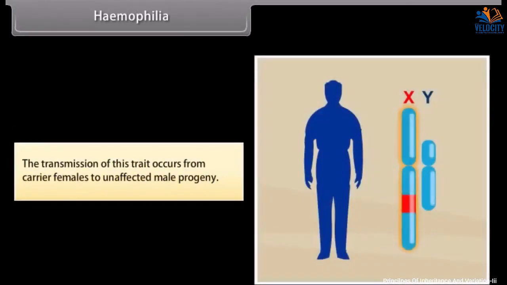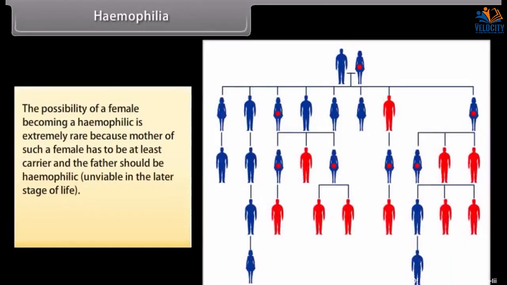The transmission of this trait occurs from carrier females to unaffected male progeny. The possibility of a female becoming hemophilic is extremely rare because the mother of such a female has to be at least a carrier and the father should be hemophilic, who is unviable in the later stage of life. The following chart shows the transmission of hemophilia.